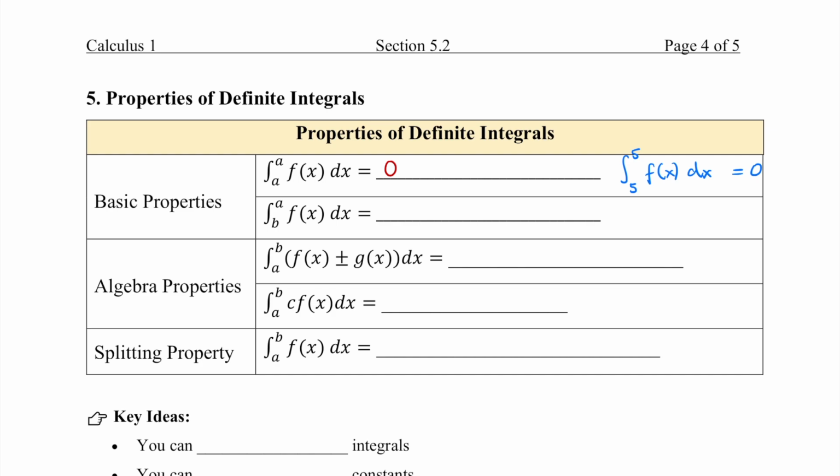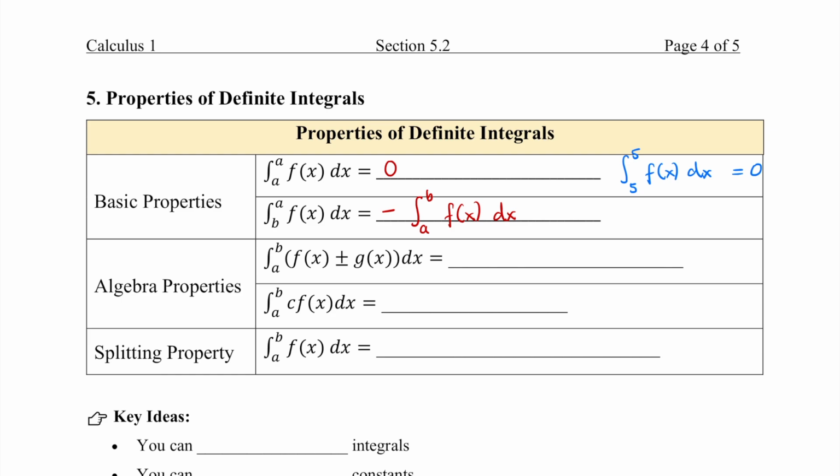Second property, the definite integral from b to a of the function f of x dx equals the negative of the definite integral from a to b of f of x dx. So reversing the limits changes the sign of the integral.